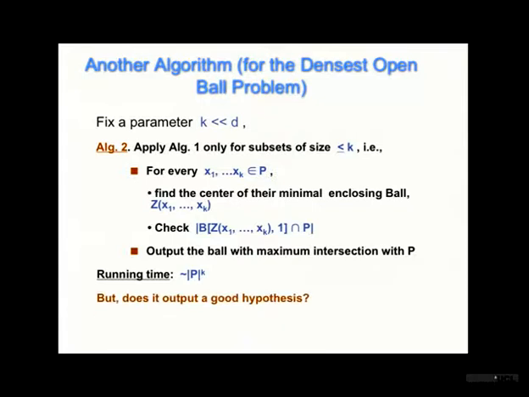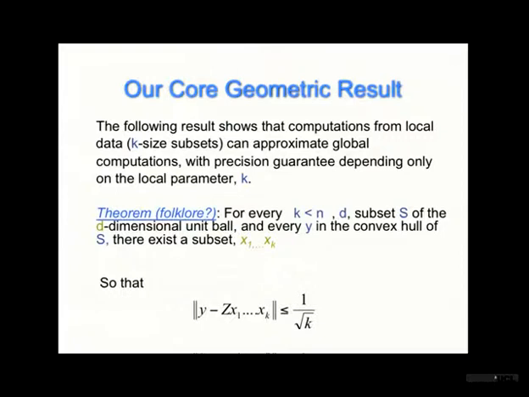So we don't know that it gives you a good hypothesis. Okay, so the trick is that using robustness, we will show that the second algorithm is guaranteed to find an optimal ball. And so that's the trick. So now, to do it, we need some kind of a theorem, which I guess is folklore.